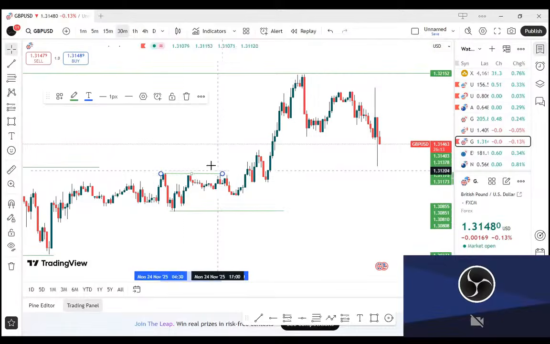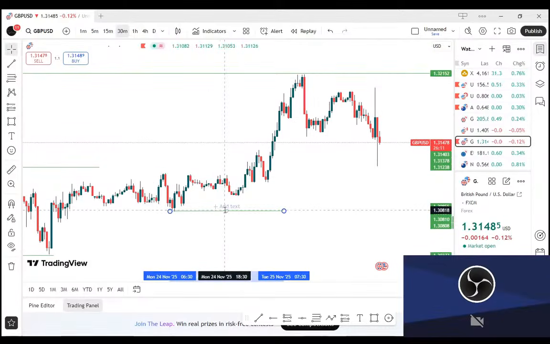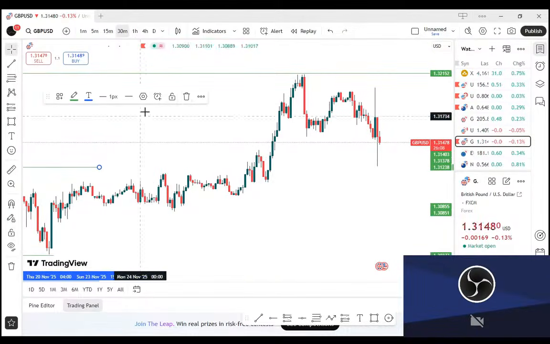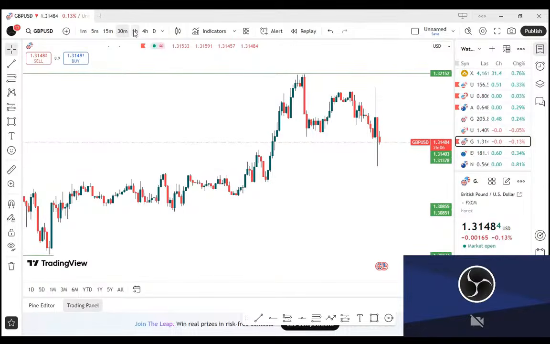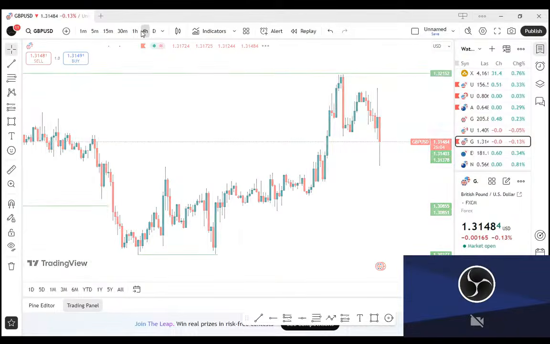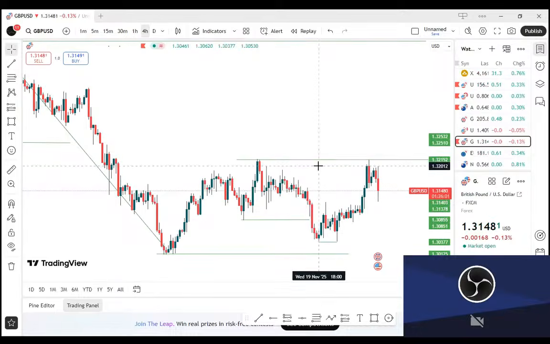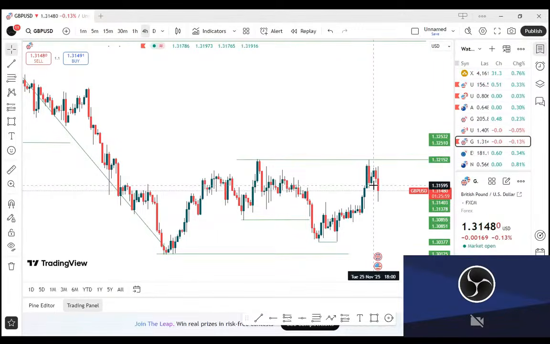From this 30 minutes time frame, let me remove all this. And where did this line come from? 30 minutes, 1 hour time frame, 4 hours time frame. Okay, 4 hours time frame at this high, senior breakout structure here.